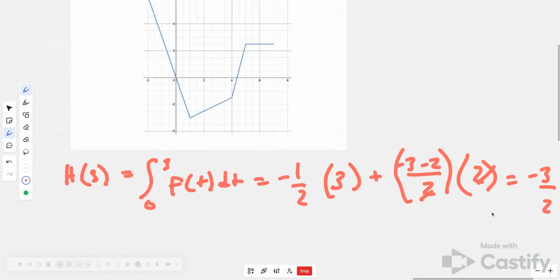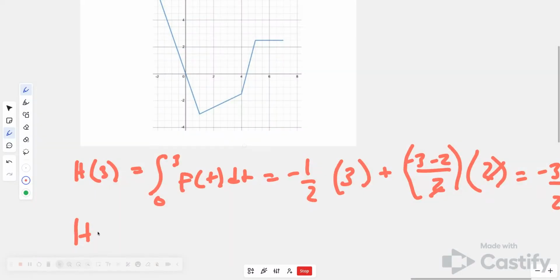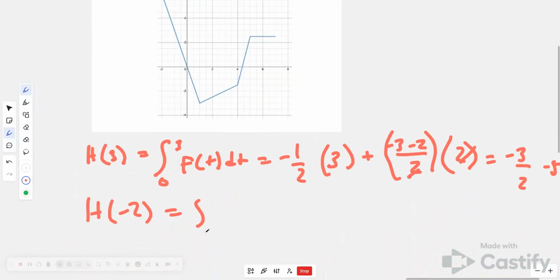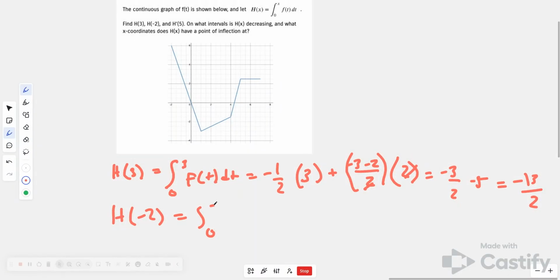Now for h of -2, we do a similar process where we rewrite the integral from 0 to -2 of f of t times dt. Okay, so for this integral, notice how the lower limit is 0 and the upper limit is -2. So in this case, it's flipped in the sense that the upper limit is less than the lower limit. So in order to flip them, we have to multiply this entire integral by -1. So this is going to be equal to this.